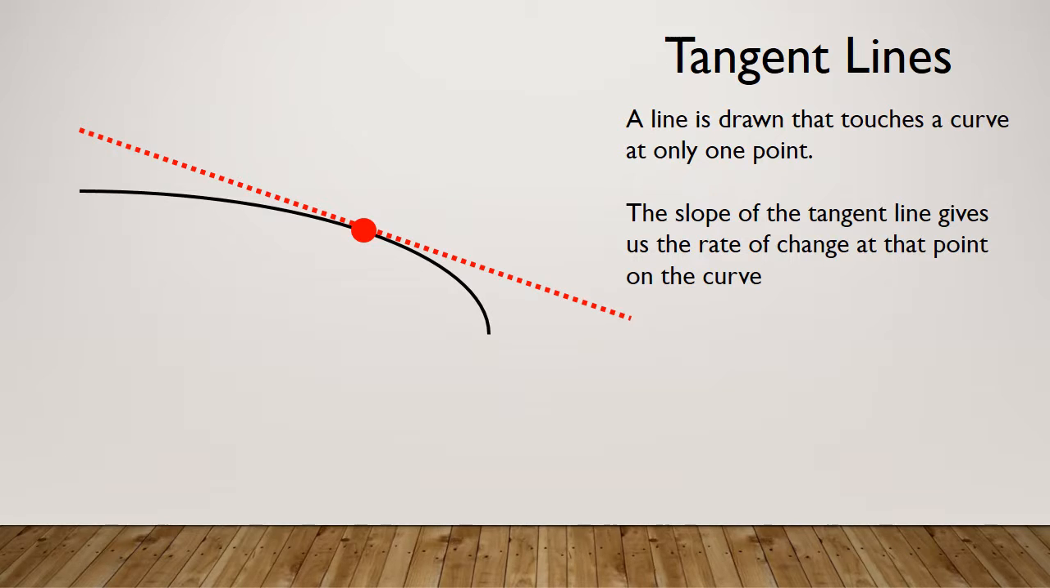Then using normal algebra rules, we can find the slope of this line, and that would give us the rate of change for our graph right there at that point.